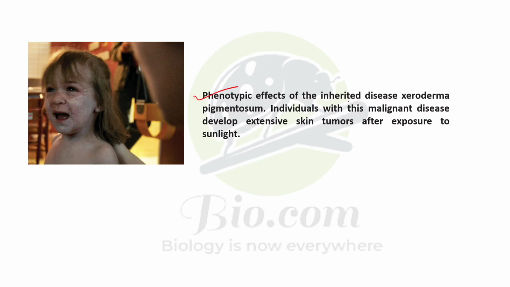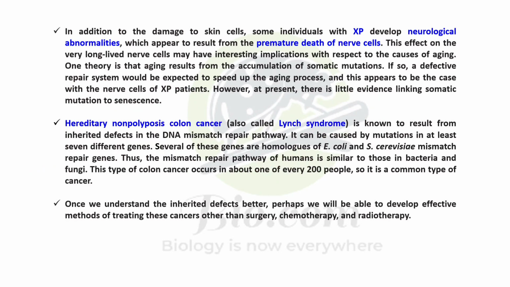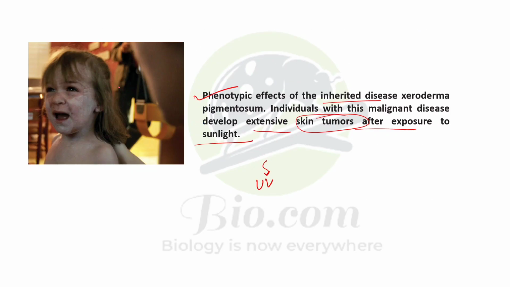So this is the phenotypic effect of the inherited disease xeroderma pigmentosum. Individuals with this malignant disease develop extensive skin tumors after exposure to sunlight. That is, as soon as UV rays fall on the skin, what do we see? Skin tumors. You can see in this image, this child is affected by xeroderma pigmentosum. She may have lesions on the skin whenever she goes out in the UV rays.